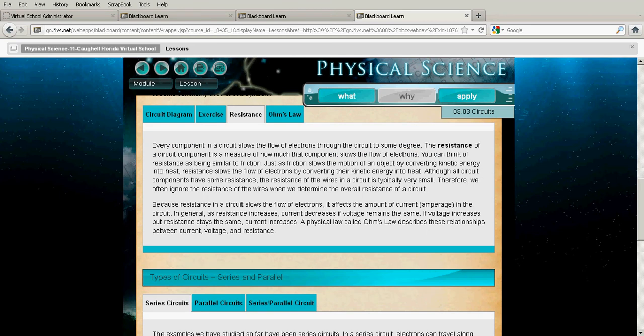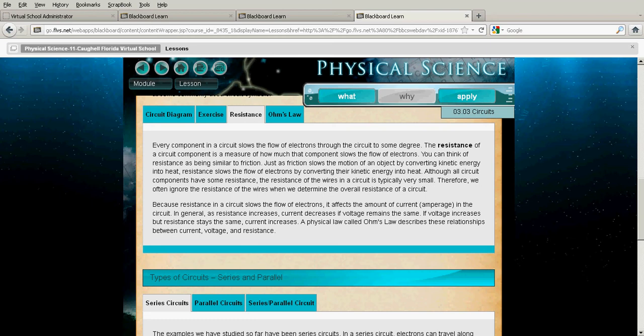We typically ignore the resistance of the wires because it's such a small part of the component, so we ignore that when we determine the overall resistance of a circuit. Resistance does affect the amount of amperage or current in the circuit. As resistance increases, the current decreases.